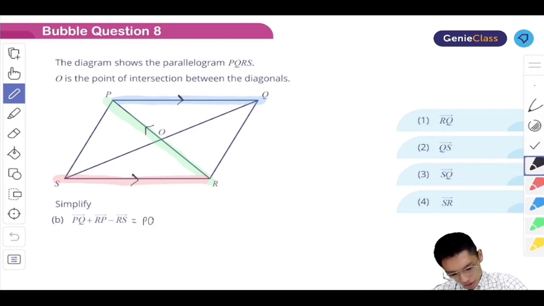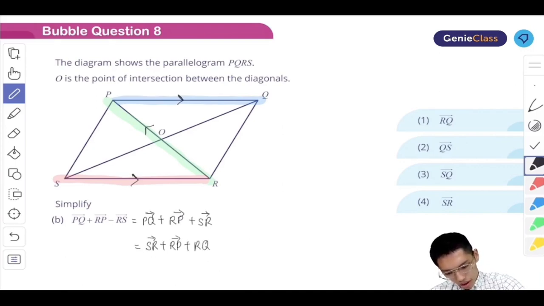Again, write down PQ. It's going to be PQ plus RP plus RS. RS opposite is going to be SR. So in fact, you will rearrange: SR plus RP plus PQ. Rearrange according to the vertices. Same technique over here. SR plus RP, what do we have? SP. SP plus PQ, what do we have? SQ. So that's the final answer over here, number 3.